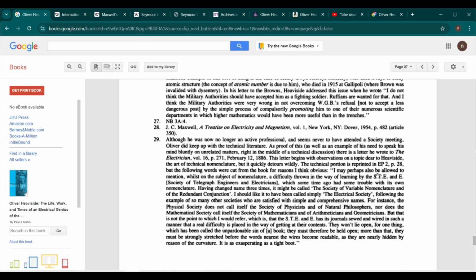I may perhaps also be allowed to mention, whilst on the subject of nomenclature, a difficulty thrown in the way of learning by the STE and the Society of Telegraph Engineers and Electricians. Some time ago they had trouble with its own nomenclature. Having changed the name 3 times, it may be the Society of the Variable Nomenclature and Redundant Conjunction. I should like it to have simply been called the Electrical Society, following the example of so many other societies who are so satisfied with simple and comprehensive names.